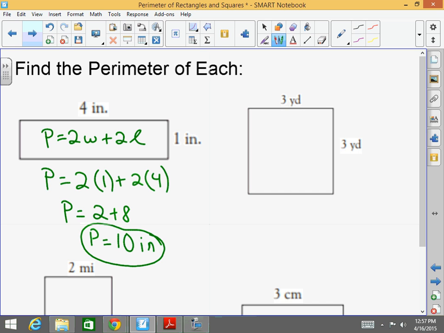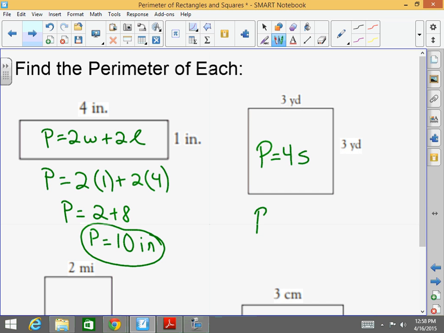Does that make sense? All right. Next, what figure do I have here? How do you know it's a square? Because the sides are equal. Very good. The perimeter formula for a square is perimeter equals 4 times s, where s is the side length.